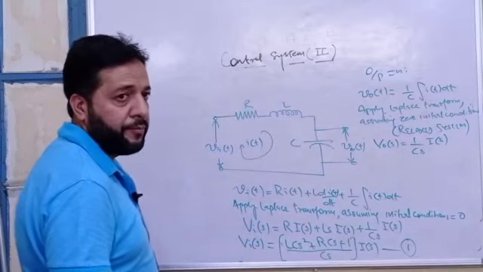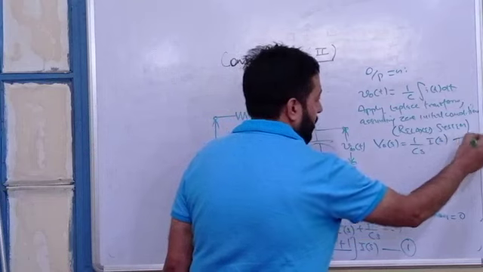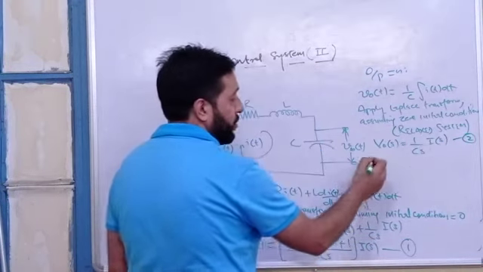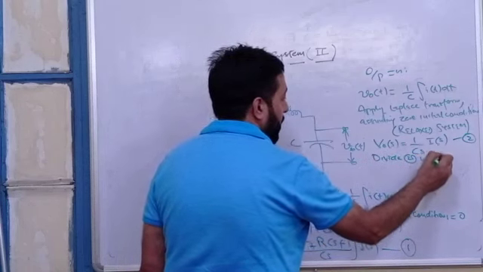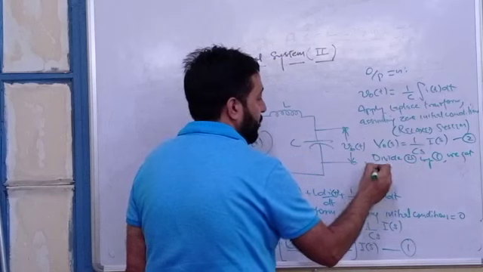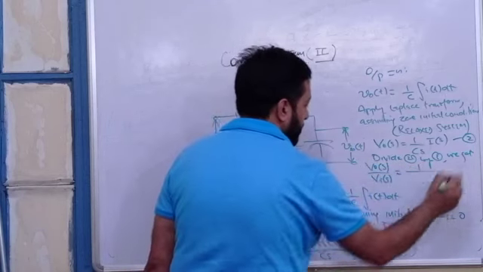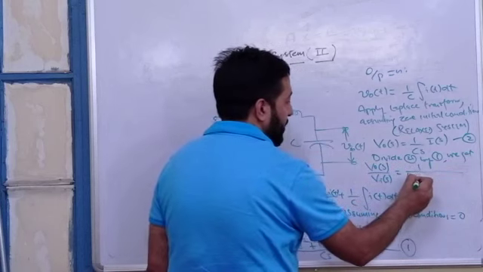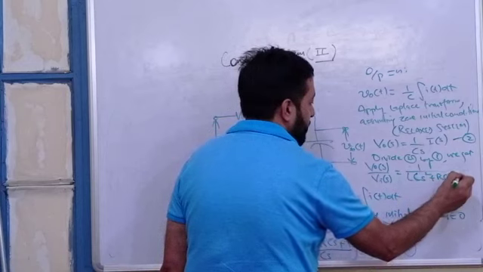सही है, ये बन गई इक्वेशन 2. I want the transfer function, so I divide 2 by 1. What do I get? I get V naught S upon VIS is equal to 1 upon LCS square plus RCS plus 1.